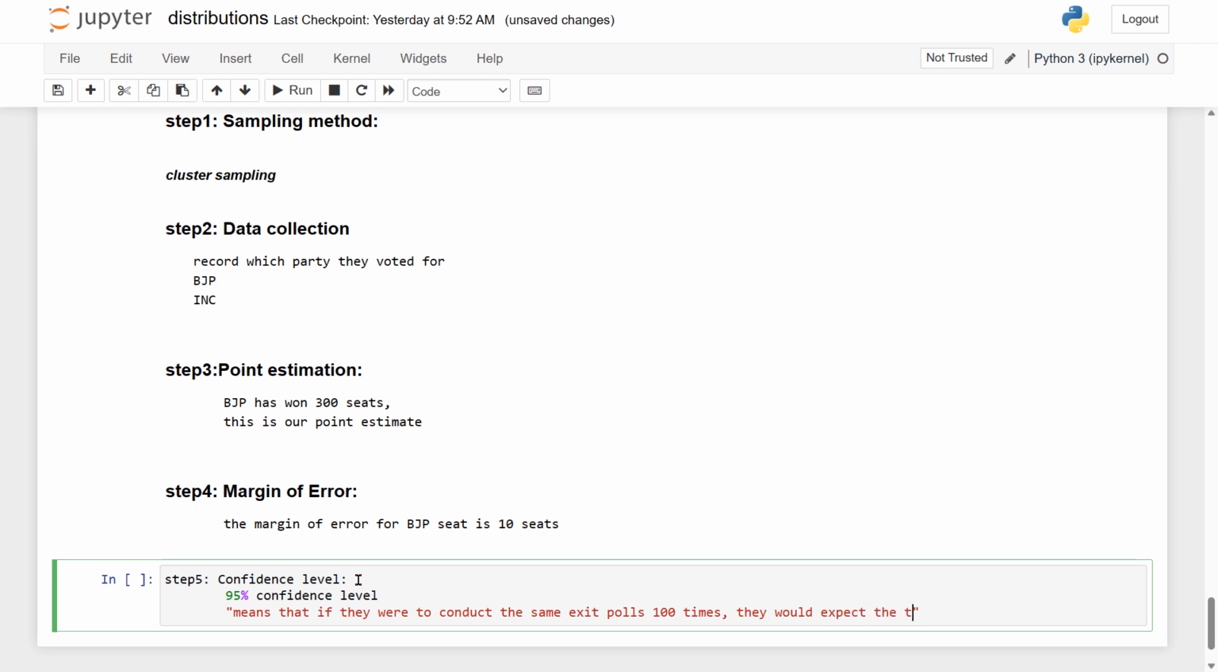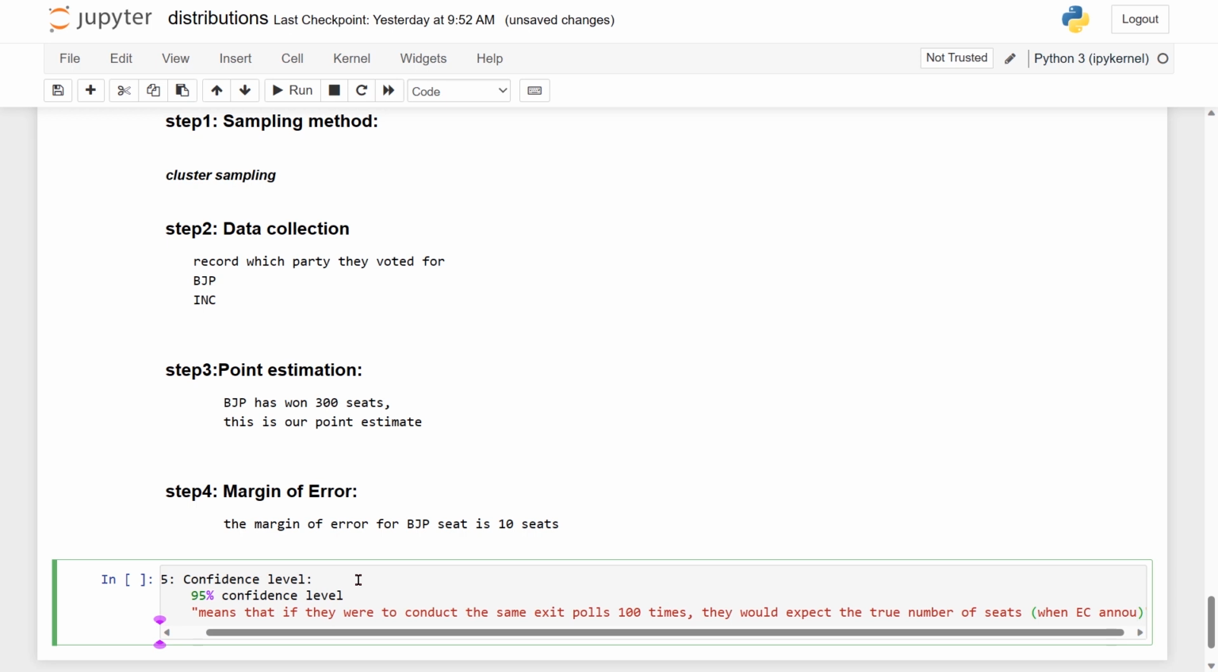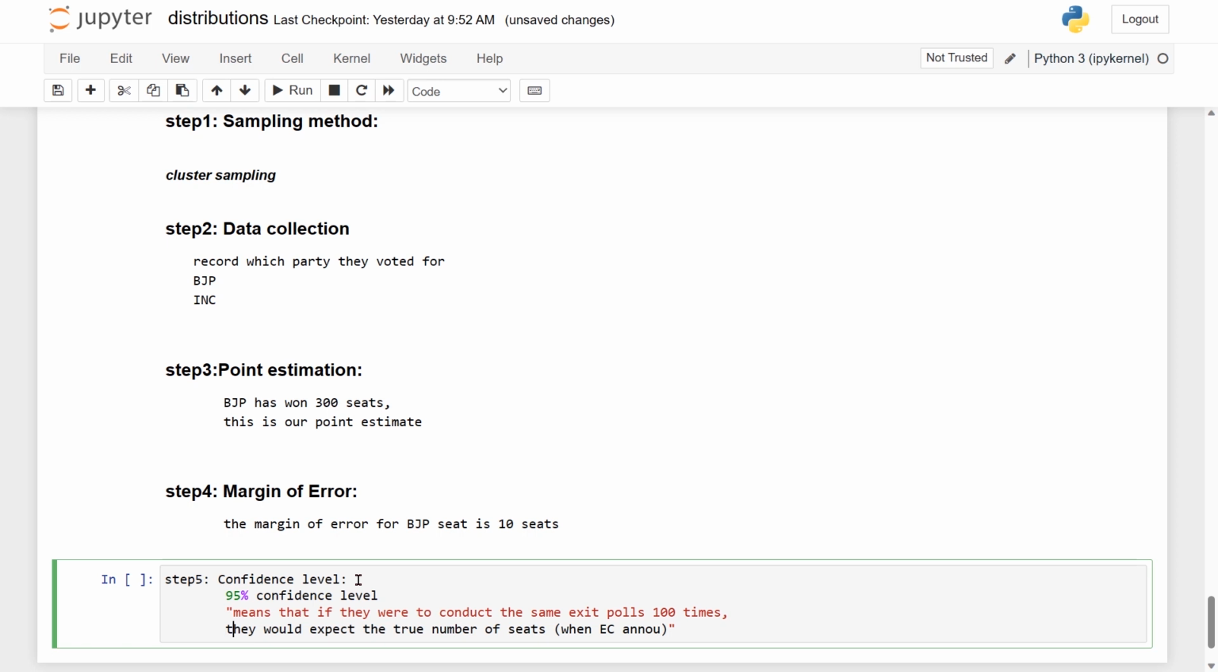expect the true number. True number means what? True number of seats means what? When the results are announced, how much the BJP will get is the true number of seats. So when the election commission announces, they would expect the true number of seats when the election commission announces the results.